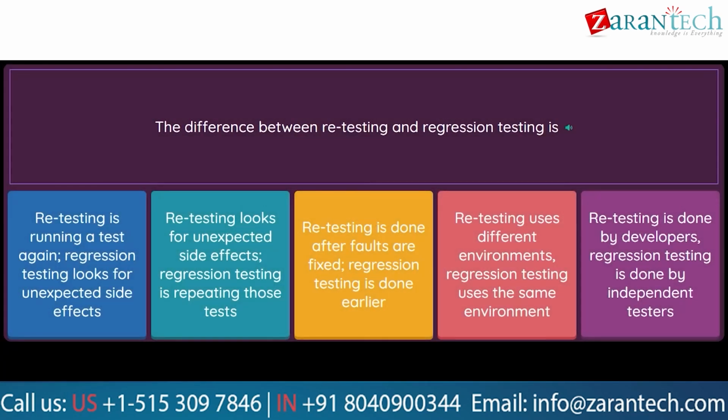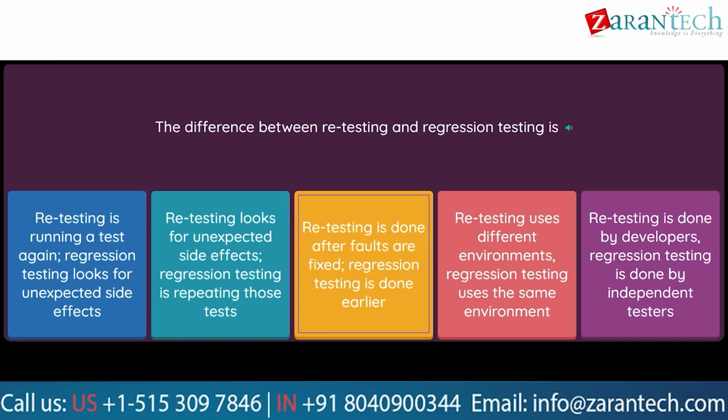Question, the difference between retesting and regression testing is. Option 1 retesting is running a test again, regression testing looks for unexpected side effects. Option 2 retesting looks for unexpected side effects, regression testing is repeating those tests. Option 3 retesting is done after faults are fixed, regression testing is done earlier. Option 4 retesting uses different environments, regression testing uses the same environment. Option 5 retesting is done by developers, regression testing is done by independent testers.